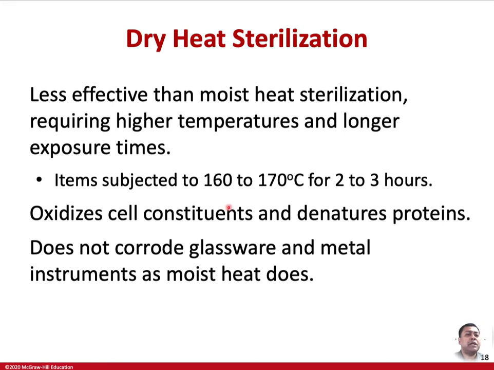Most of the time, the items are subjected to 160 to 170 degrees Celsius for 2 to 3 hours. Of course, you cannot do dry heat sterilization of any liquid as such. That's the drawback. The process oxidizes the cell constituents and denatures the protein by breaking the hydrogen bonds. The advantage is that when you autoclave, the steam tends to corrode glassware and metal instruments as moist heat, but in dry heat, that doesn't happen. This is the only advantage of dry heat or oven sterilization.